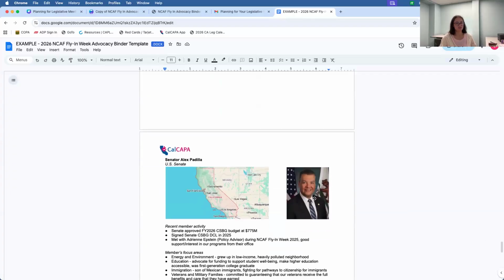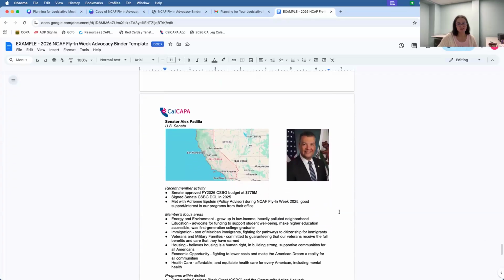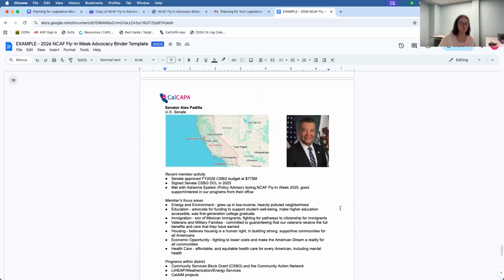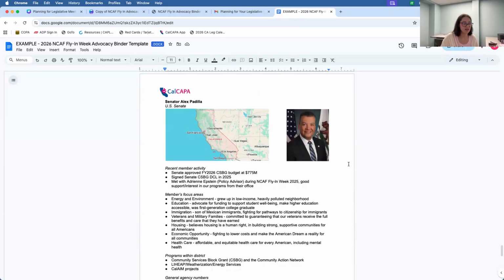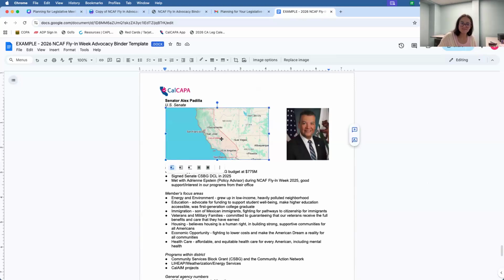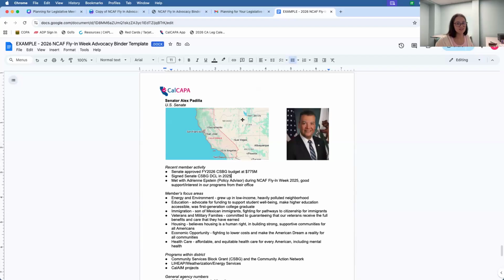Okay, yes. So for example, this is what I would give to David if he was going into a meeting with Senator Padilla. Normally you'd have a district map. Senator Padilla covers the whole state of California, so he has the whole state here. I usually include a picture of the legislator, just in case you happen to stroll past them in the hall and not realize it. I included it, but you don't have to if you don't want it open while you're meeting with them and it's a picture of their face right there.